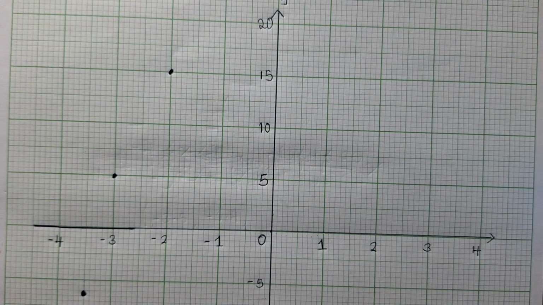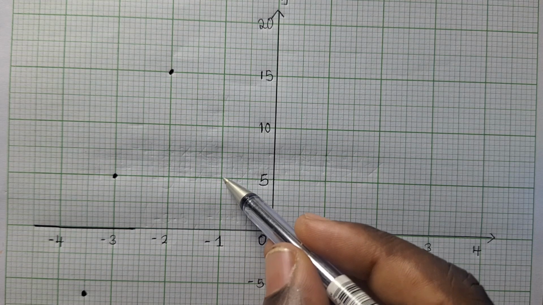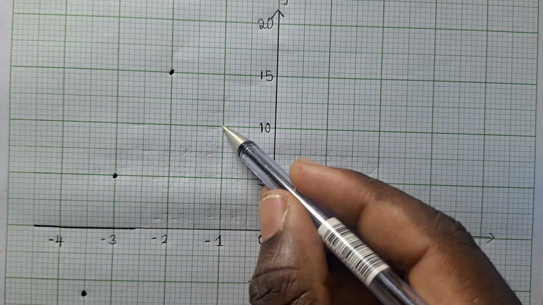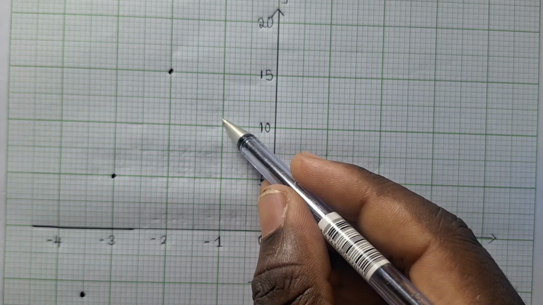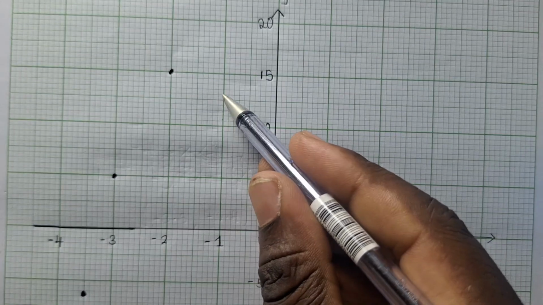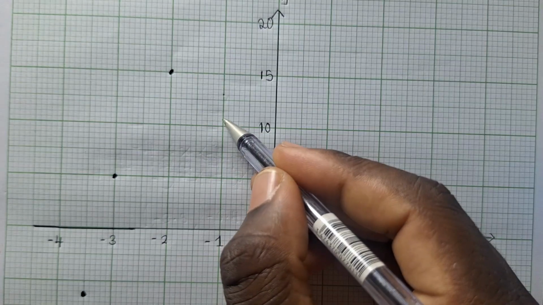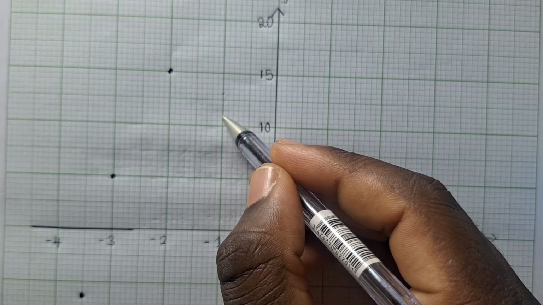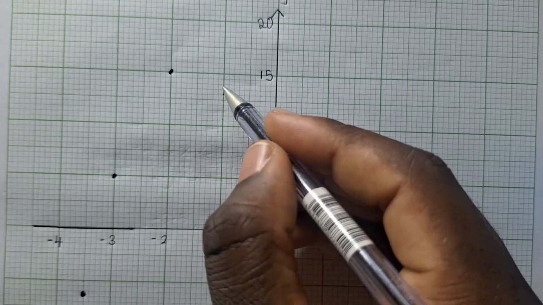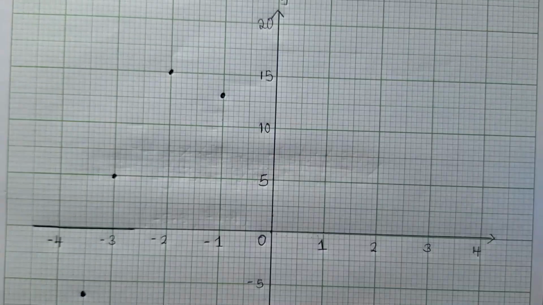Okay, the next one is negative 1, 13. Negative 1 is right here. So this is 10, 10.5, 11, 11.5, 12, 12.5, 13. So 13 is right over here. Let me go through 10, 11, 12, 13. So it's right over here. This is where the point is.